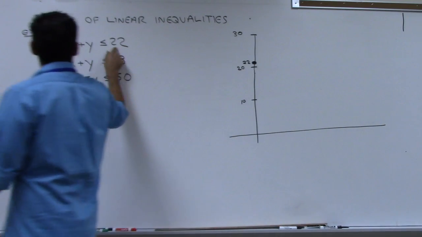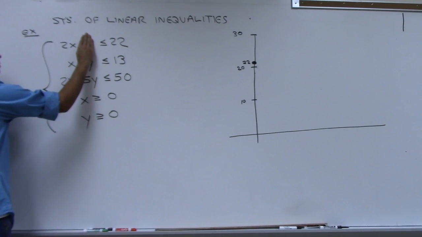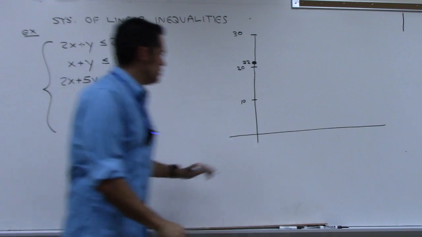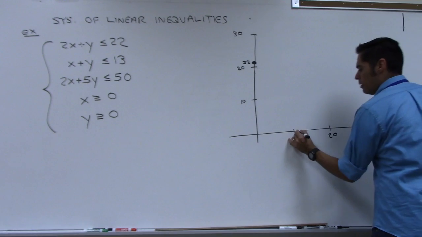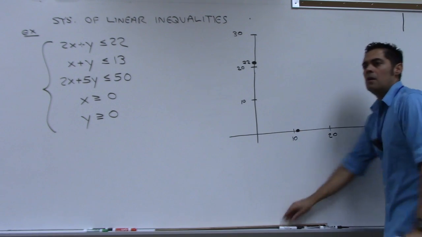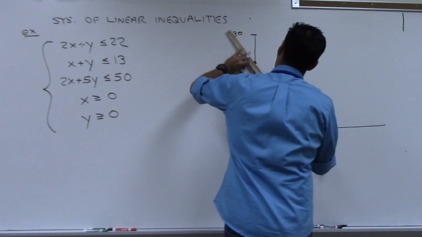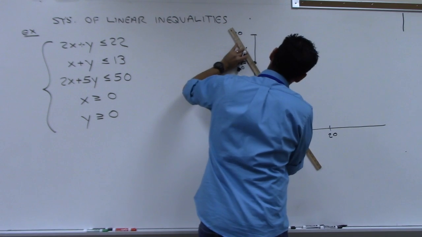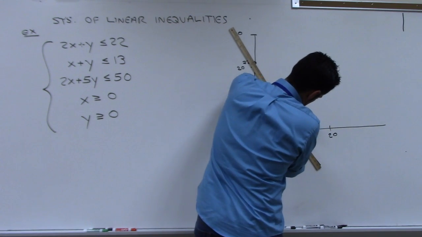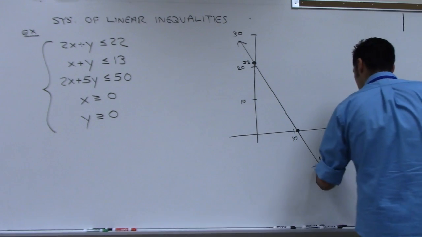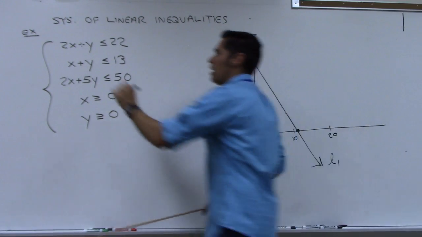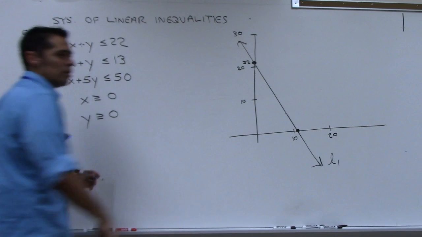And then if y is 0, what's x? 11. So that would be, let's say, 10, 20. So 11 would be here. We good? I'm going to draw a line through this. Solid line, because my inequality had the equals in there. I'm going to call this L1. And over here I'm going to label this L1. We okay with that?